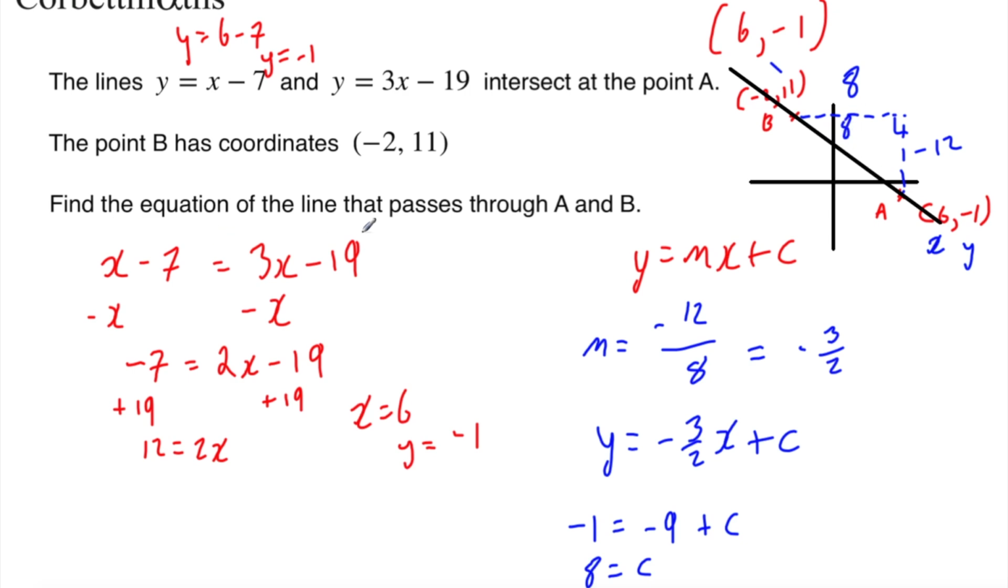So we were asking this question to find the equation of the line that passes through A and B. Well, that would be y equals minus 3 over 2x plus 8. And that's it. And if you got that, well done.